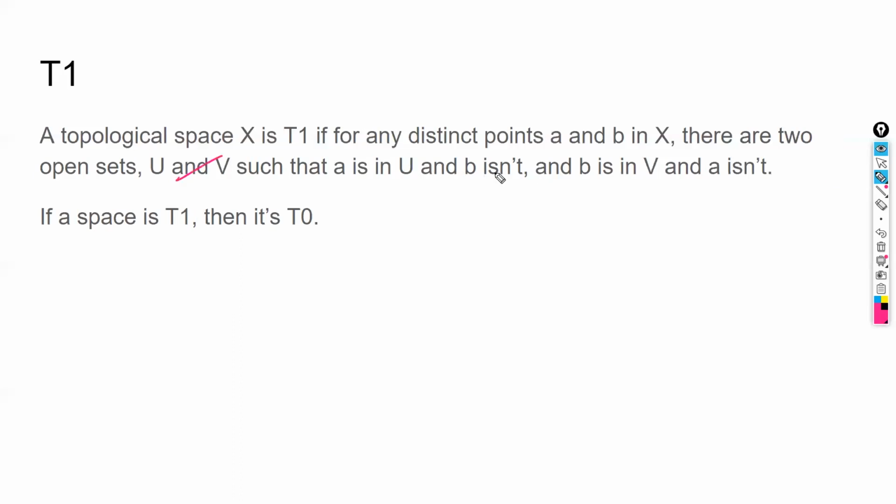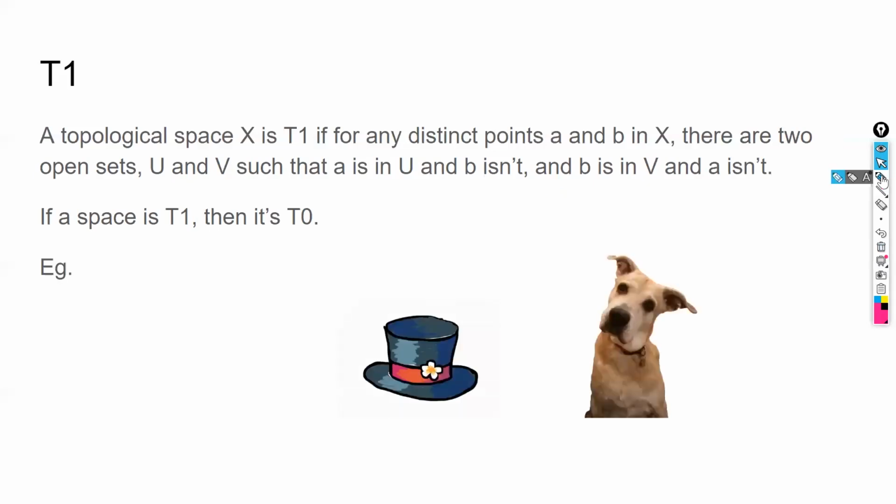And this would be an OR, and this would be U, right? So T1 is strictly stronger than T0. All right, so let's take a look at an example of a topology that's T1 and an example of a topology that isn't T1. So let's pull up the one that we were looking at before, the Sierpinski topology.